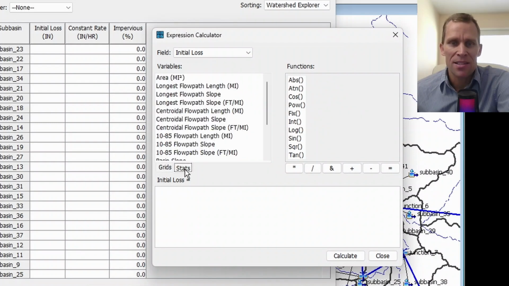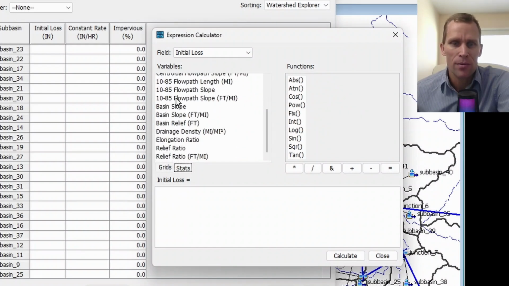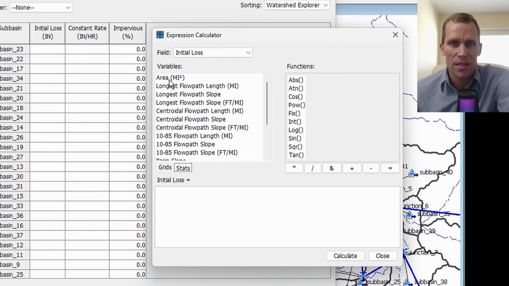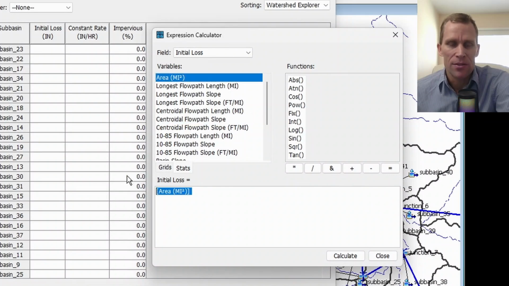If I click on stats, now we have a list of stats variables for the basin. So we've seen these in the previous tables with area, longest flow path slope, centroidal flow path length, and centroidal flow path slope, and so on. So we can go ahead and double click any of these values, and it pops into the expression editor down below. Also to the right, we can use these functions, so mathematical functions, as well as these arithmetic functions down here, like your typical add, subtract, divide, and multiply.